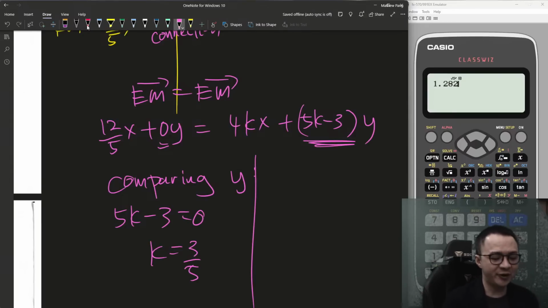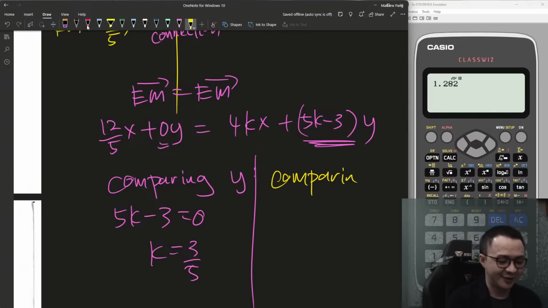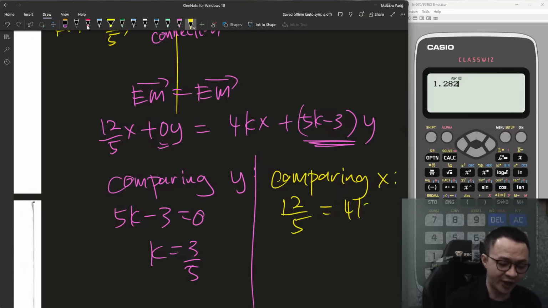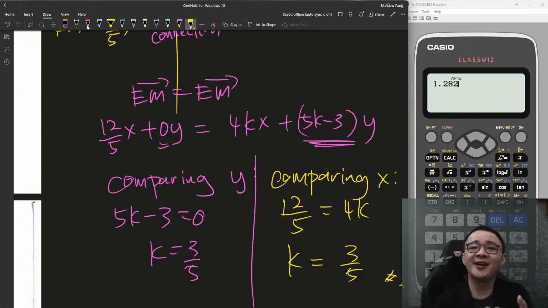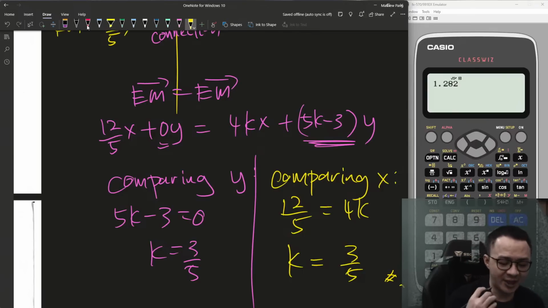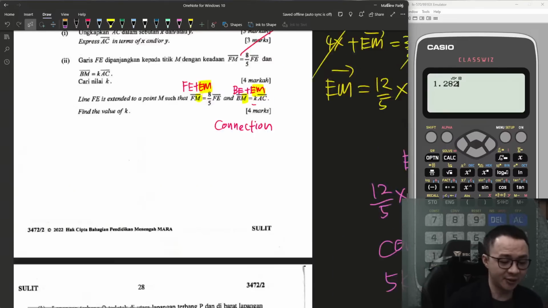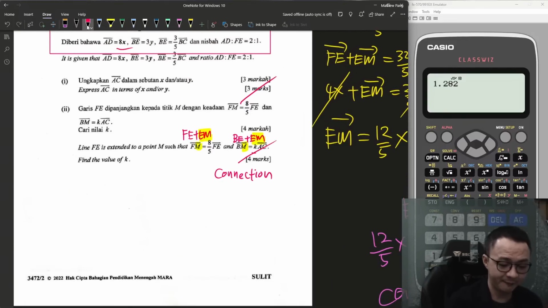Some students might worry, sir, are you sure comparing x will give me the same answer? Should give you the same answer, or else the equation is wrong. This is 12 over 5 equals to 4k, right? So k equals to 3 over 5. So no matter you compare x or y, both must always give you the same answer. Okay, so this is how I get the 4 marks here.